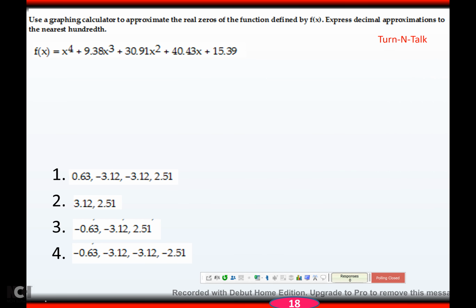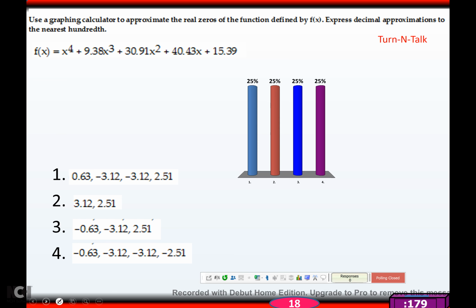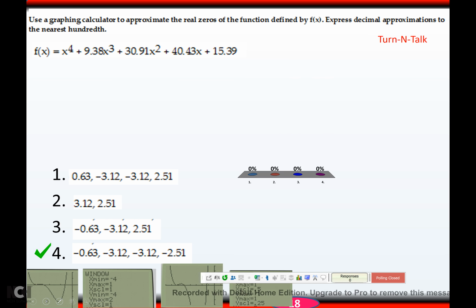Okay, so do this one. Hit pause, come back when you're ready. And hopefully you got 4. If you did not, look at why.